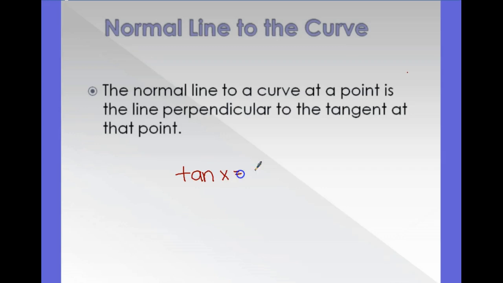Tangent is sine over cosine. So the tangent is sine over cosine, right? Sine is the y coordinates, where cosine is the x. The tangent is the change in y over the change in x as x gets really small.